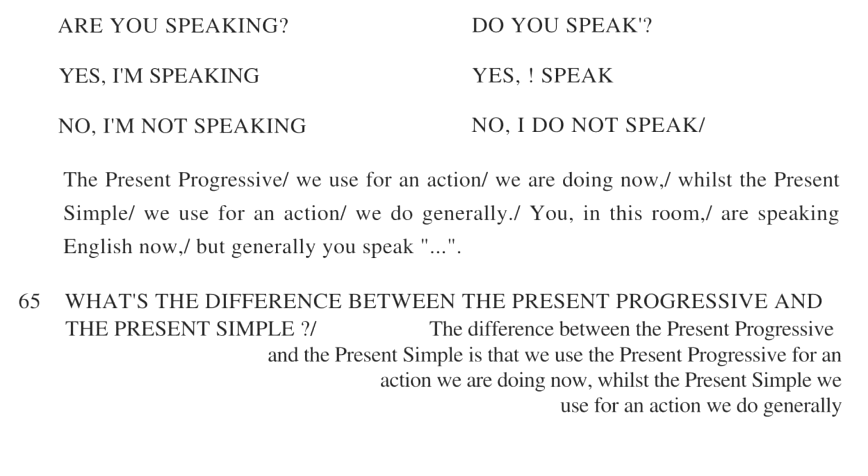What's the difference between the present progressive and the present simple? The difference between the present progressive and the present simple is that we use the present progressive for an action we are doing now, whilst the present simple we use for an action we do generally.